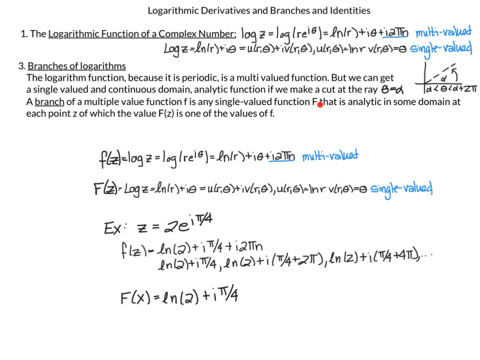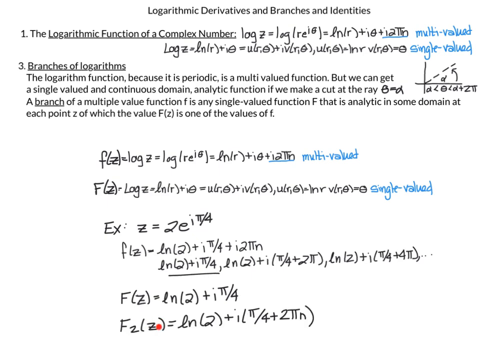This last statement here, that F is one of the values of little f. For example, if z is equal to the complex number 2 e to the i pi over 4, then little f of z looks like natural log of 2 plus i pi over 4 plus i 2 pi n. So some of the values for this multi-valued function are natural log of 2 plus i pi over 4, natural log of 2 plus i pi over 4 plus 2 pi, natural log of 2 plus i pi over 4 plus 4 pi, and then you have plus 6 pi, plus 8 pi, etc. There are many values, whereas this single valued function, this branch, when we choose a branch, then we have F of z, I'm sorry, this should be z, is equal to natural log of 2 plus i pi over 4. So it just picks one value.